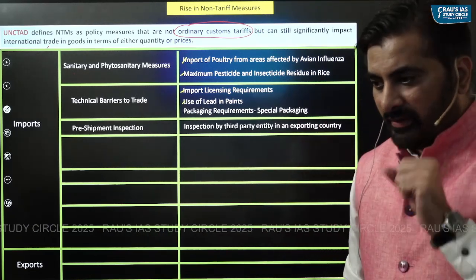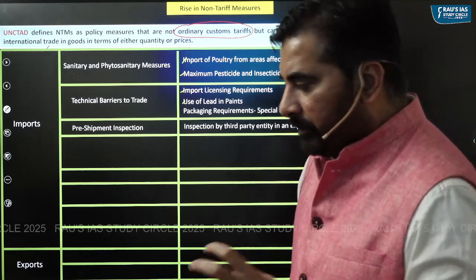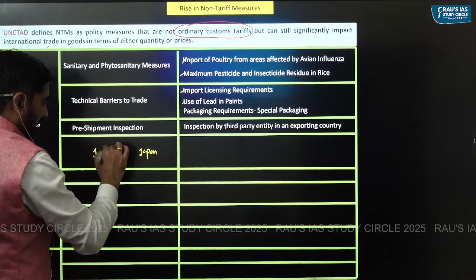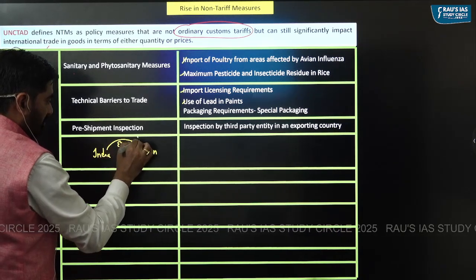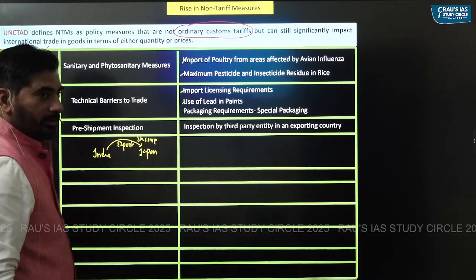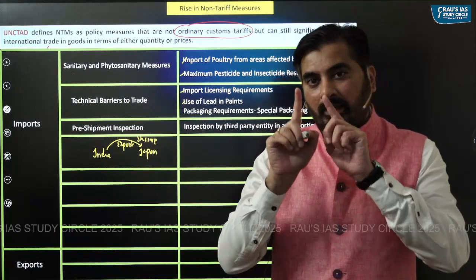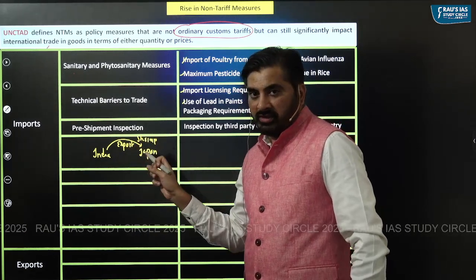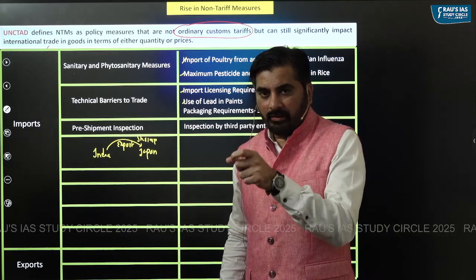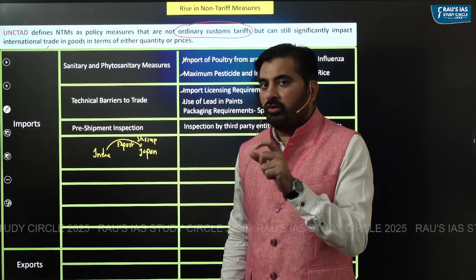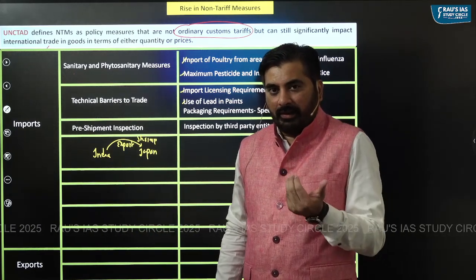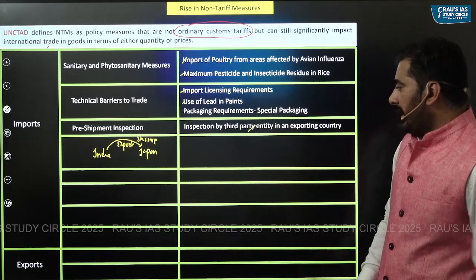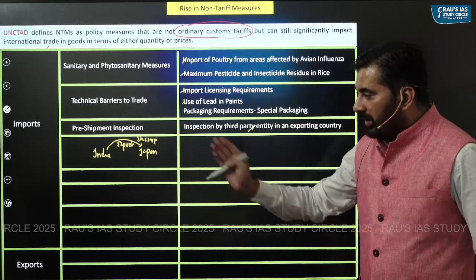Pre-shipment inspection. What is this pre-shipment inspection? Let's say India and Japan are involved in trade, and India is, for example, exporting shrimp, a marine product, to Japan. Now, Japan could appoint a third party agency to inspect this shrimp before it is exported to Japan. This third party agency will inspect whether the shrimp that we are exporting to Japan is of good quality or not. So even before we ship the products, there is an inspection done by a third party entity, and this is done in the exporting country, which is India.